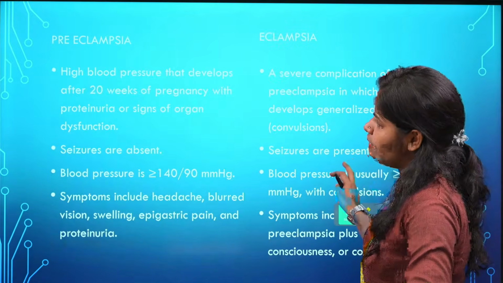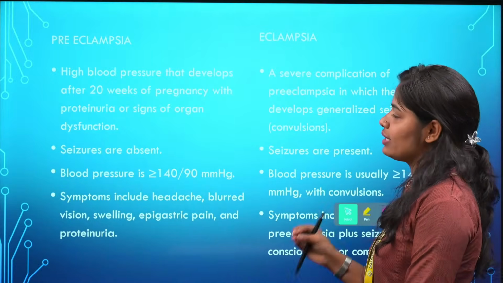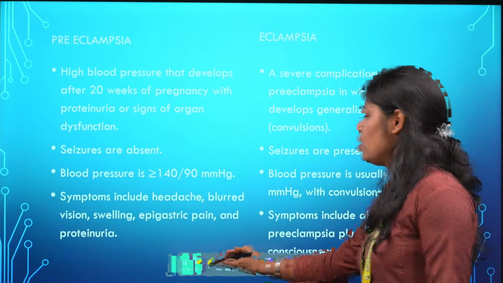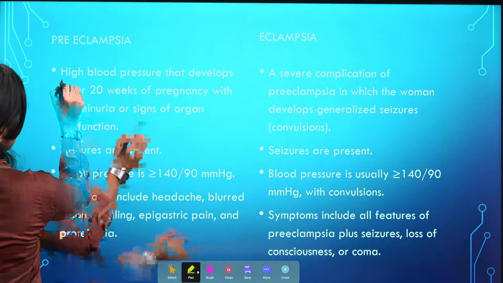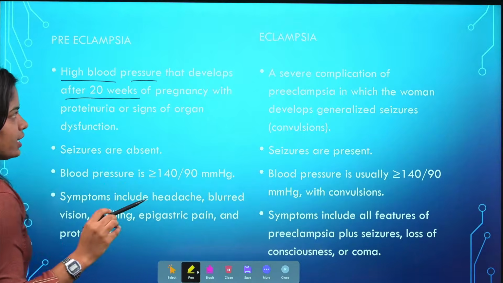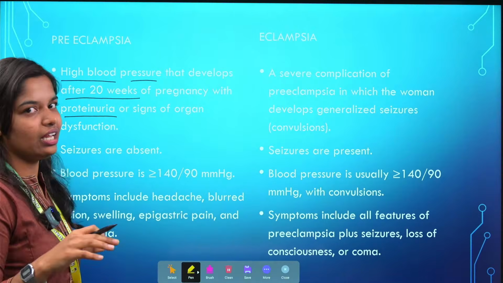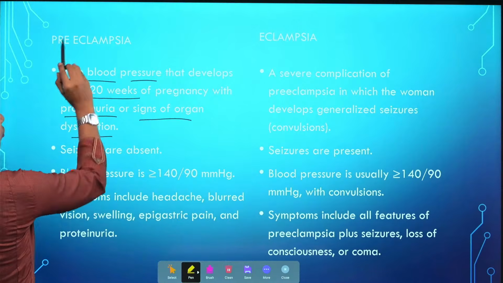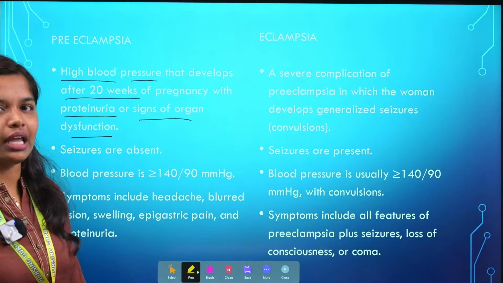This is regarding management. Next, we are going to study preeclampsia and eclampsia. What is the difference we are going to study, and also the disease condition or the problems. First one is preeclampsia. Preeclampsia means high blood pressure that develops after 20 weeks of pregnancy with proteinuria, a high level of protein in the urine, and signs of organ dysfunction. That we call preeclampsia.